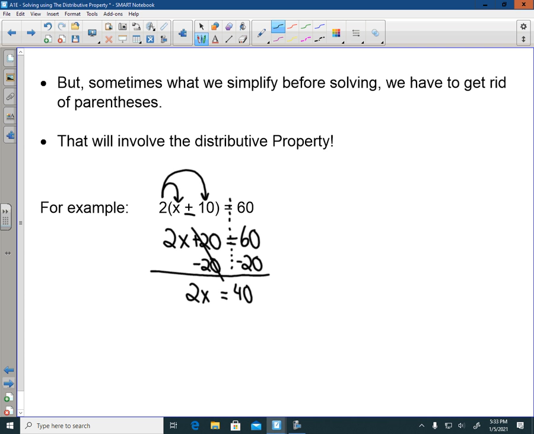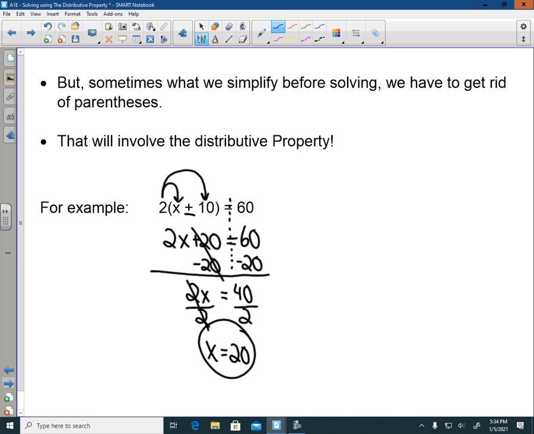But since this says 2 times x equals 40, we're going to do the opposite, which is division, and divide by the 2. That's going to create our cancellation. And then remember, we have to do the same thing to both sides. The 2's cancel, and we have x equals 40 divided by 2, which is 20. And that's how you do it.